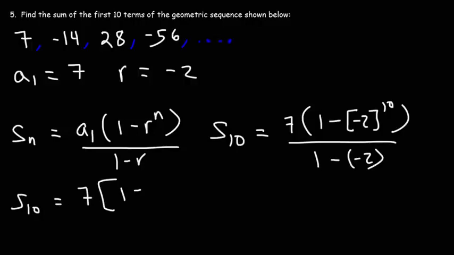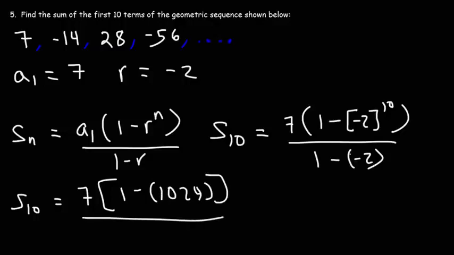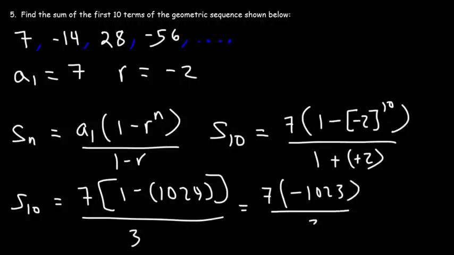-2 raised to the 10th power, that's positive 1024. And here we have 1 minus -2, which is 1 plus 2, and that's 3. 1 minus 1024, that's negative 1023. 7 times negative 1023 divided by 3, that's negative 2387. So that's the final answer.